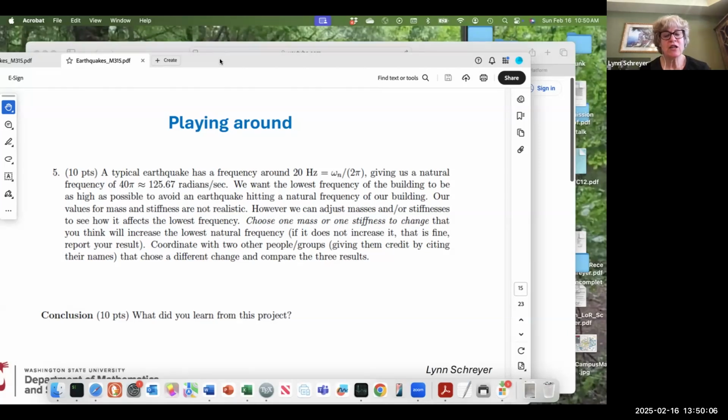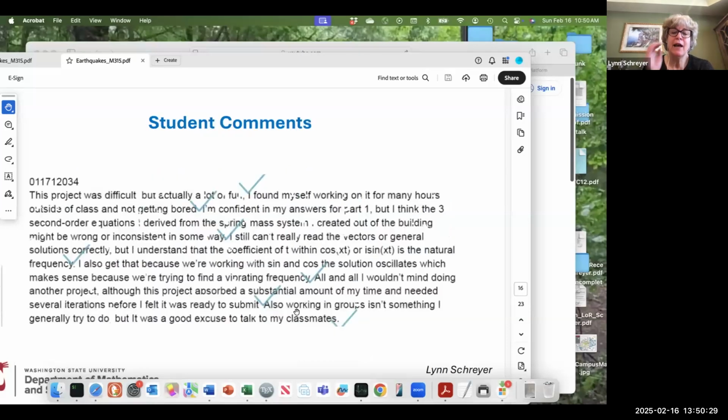So each student chooses one mass or one stiffness to change that you think will increase the lowest natural frequency. If it does not increase it, that is fine. Report your result and coordinate with 2 other people or groups, giving them credit by citing their names, that chose a different change and compare the 3 results. And then that's the end of the report.